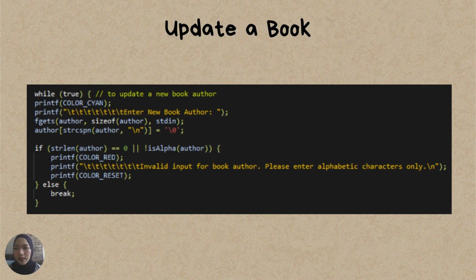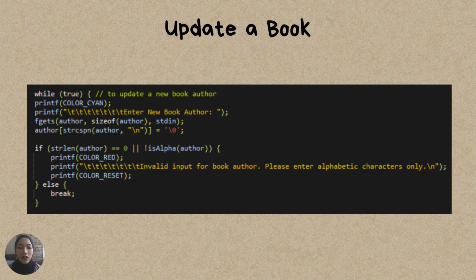In this while loop, it is also set to continue indefinitely until a break statement is encountered. Inside this loop, it prints a prompt message in cyan color to ask the user to enter a new book author. It then uses fgets to read a line of text from the user's input and store it in the author variable. The sizeof author argument specifies the maximum number of characters to read.